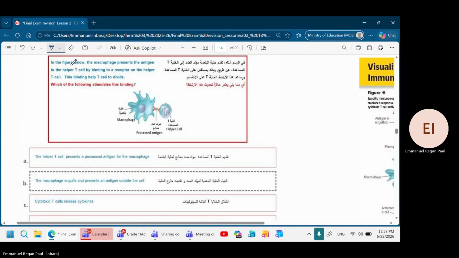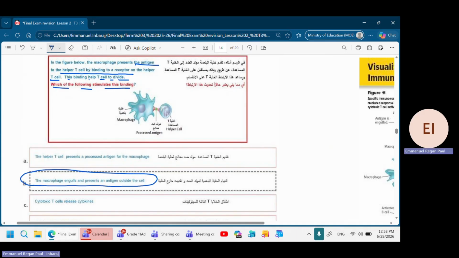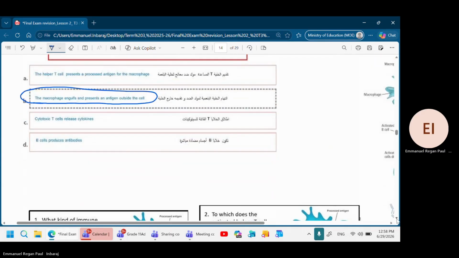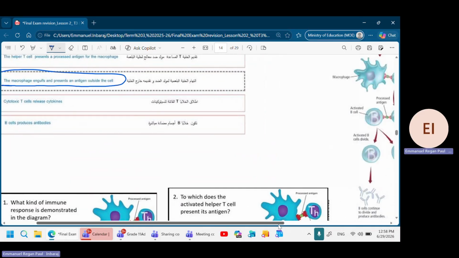See here. In the following figure, this is the macrophage. It presents the antigen to the helper T cells by binding to the receptor on the helper T cells. This binding causes the T cells to divide. Which of the following stimulates this binding? Which one will help in binding? The macrophage engulfs and presents the antigen outside the cell. Okay, so that is a function of it. And then let's go here.